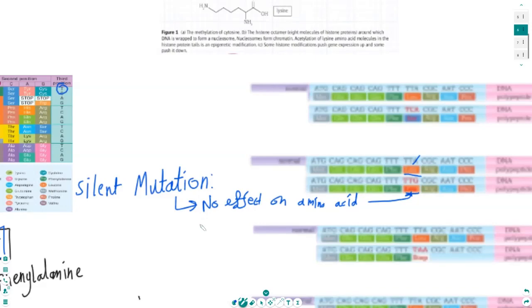Now, the second one, I can't remember which one, is it the top one? Yeah, it's the top one. The second one, which is the top one, is called a missense mutation.